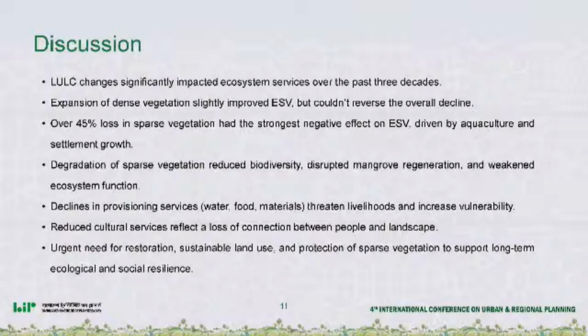LULC changes significantly impacted ecosystem services over the past 3 decades. Expansion of dense vegetation slightly improved ESV, as I said, but due to the 45% loss in sparse vegetation, the overall ESV declined. The degradation of sparse vegetation reduced biodiversity, disrupted mangrove regeneration, and weakened ecosystem functions.